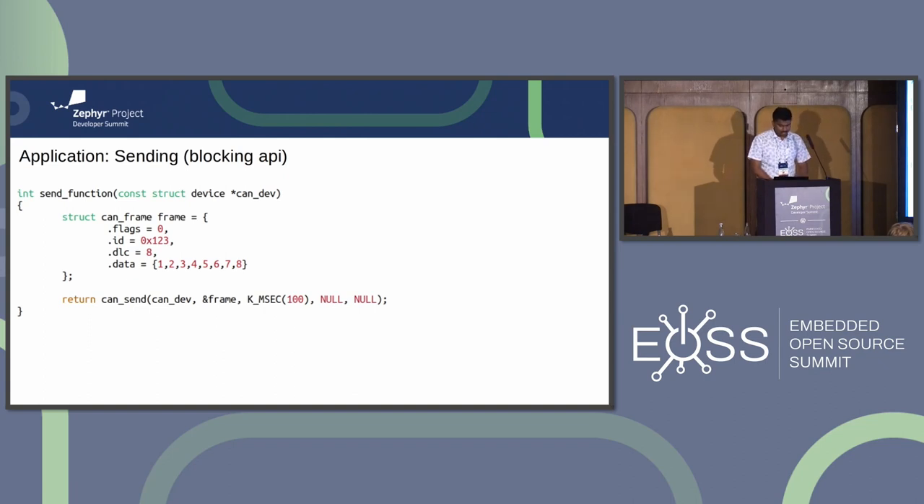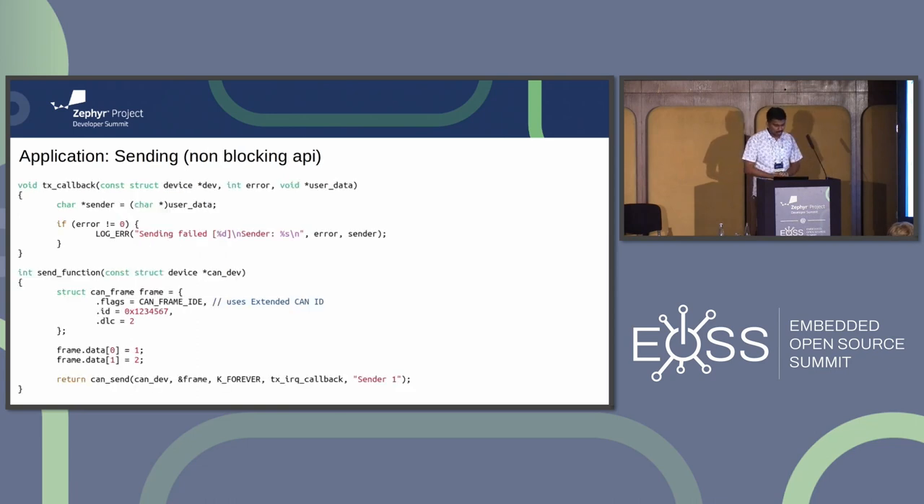And we need to use this can_send API to send this frame. This API accepts the device structure, the CAN frame structure, and then the timeout value. The last two arguments are the callback function and the user data. So this is a blocking API. If it doesn't receive any acknowledgement from any nodes, it will return a negative value. Or else, if it receives an acknowledgement, it will return 0. It will wait until 100 milliseconds. Otherwise, it will return a timeout error.